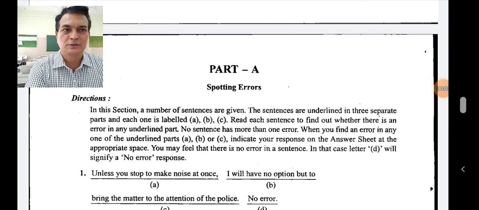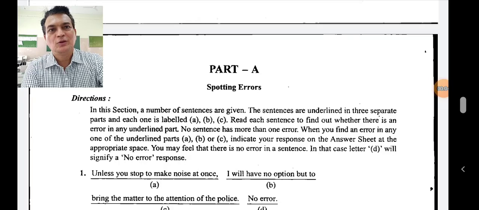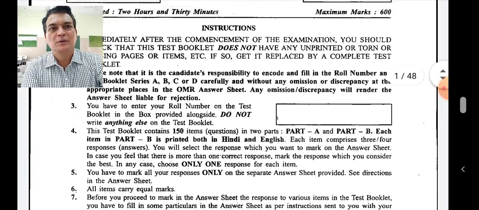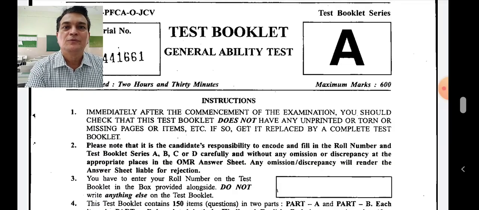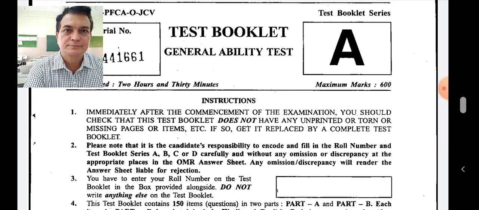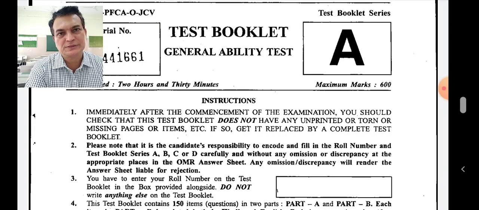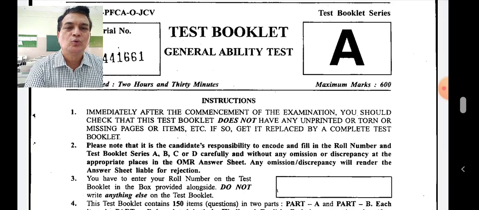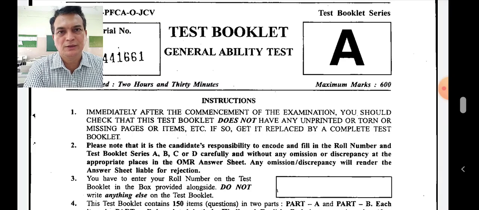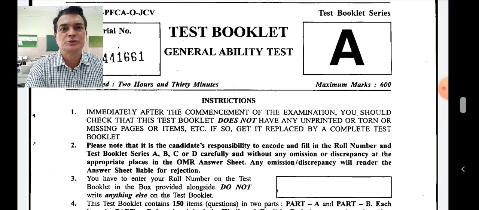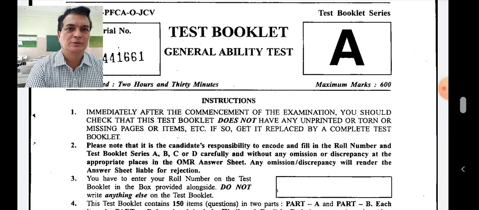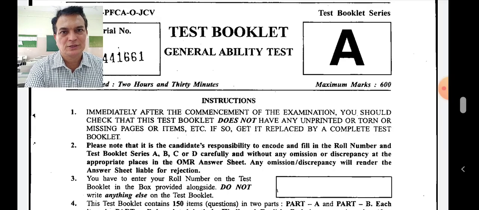Good morning, children. Today we are going to discuss a number of questions from the question paper. General ability test of UPSC carries 600 marks. In that, 200 marks are allotted for English. There are 50 questions in English section and each question has a weightage of 4 marks. So each question carries 4 marks.